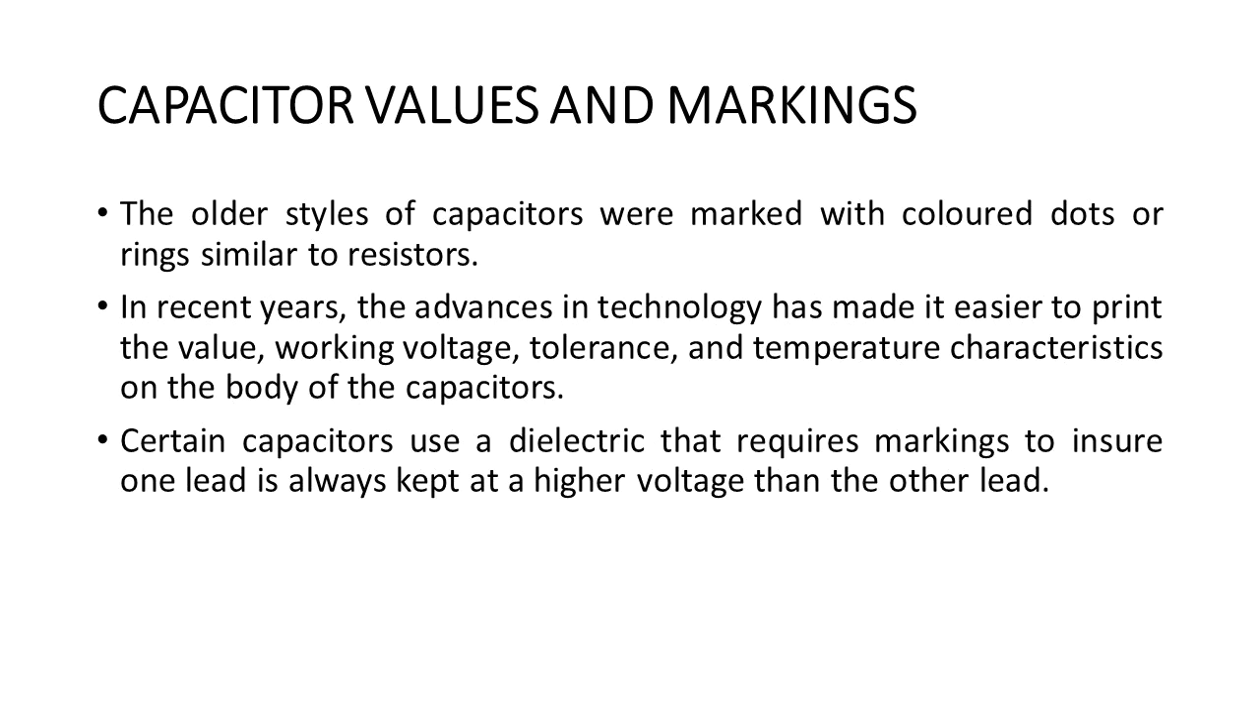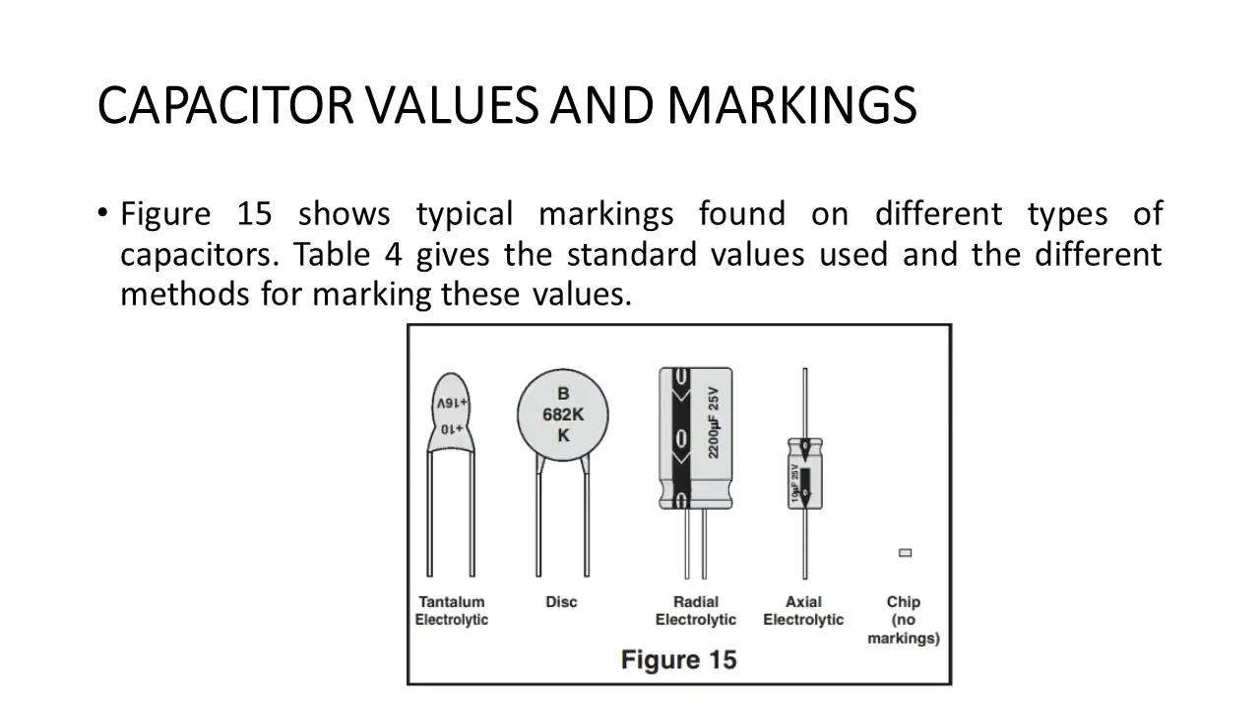The older styles of capacitors were marked with colored dots or rings similar to resistors. In recent years, the advances in technology have made it easier to print the value, working voltage, tolerance, and temperature characteristics on the body of the capacitors. Certain capacitors use a dielectric that requires markings to ensure one lead is always kept at a higher voltage than the other lead. Figure 15 shows typical markings found on different types of capacitors. Table 4 gives the standard values used and the different methods for marking these values.